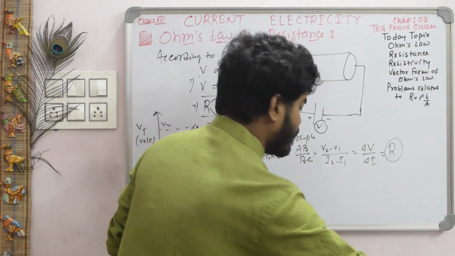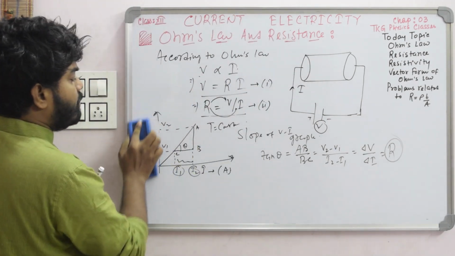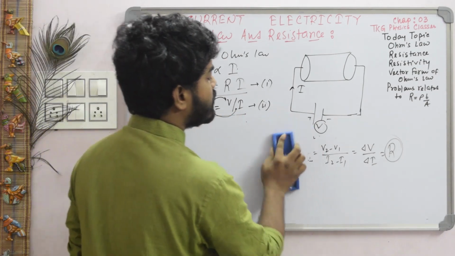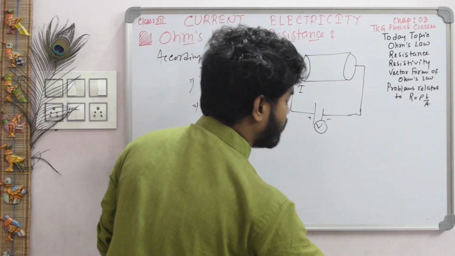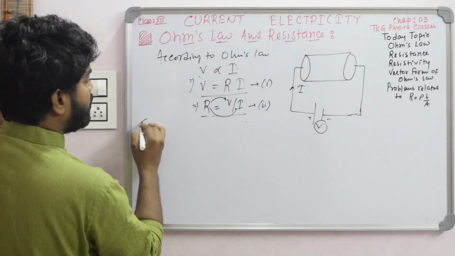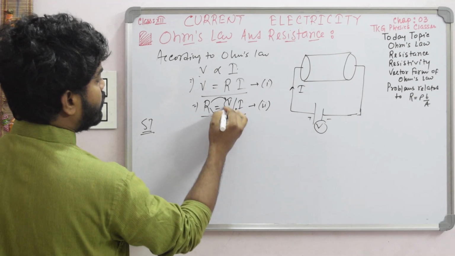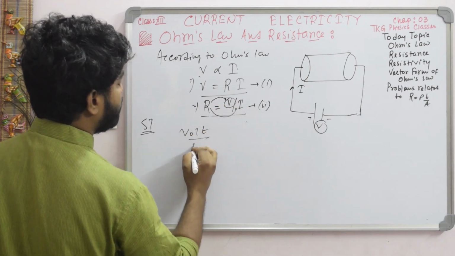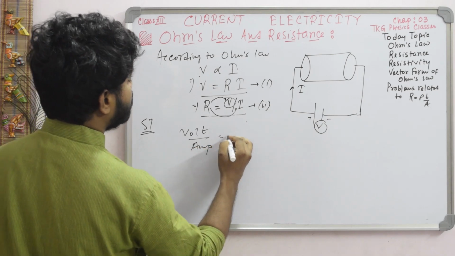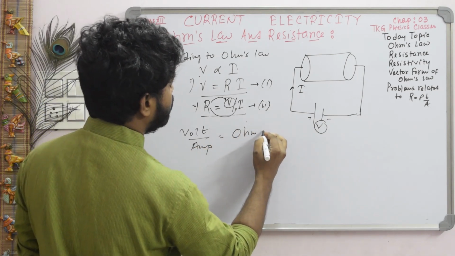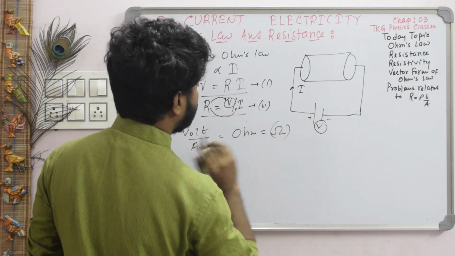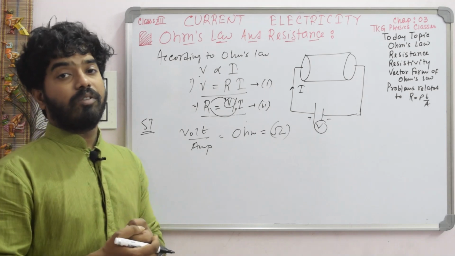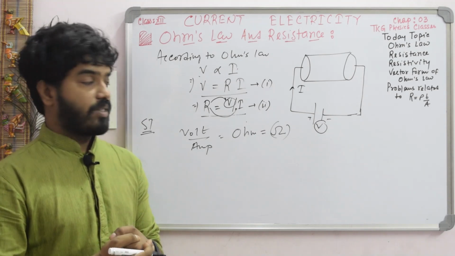Now the question is, name the factors on which resistance depends. Before starting it, you just write down the unit and dimension of resistance. The SI unit of resistance will be, for potential, that is volt, and for current, that is ampere, volt per ampere, and this one is named as ohm. So this one is the symbol. So the SI unit of resistance is ohm. Sometimes we can use bigger units of ohm, that is kilo ohm, mega ohm, giga ohm, etc.